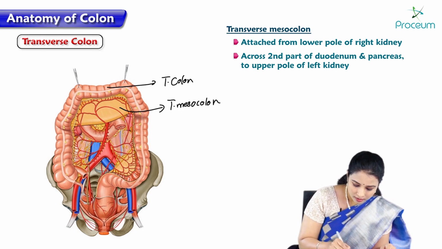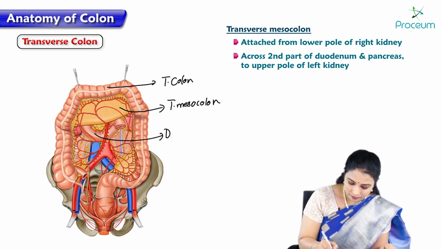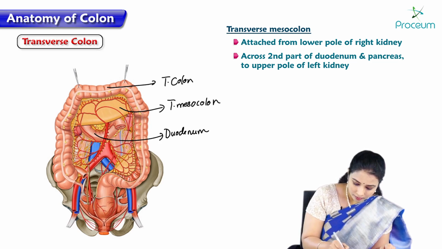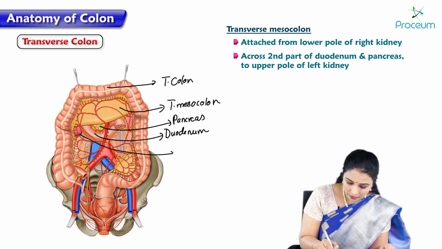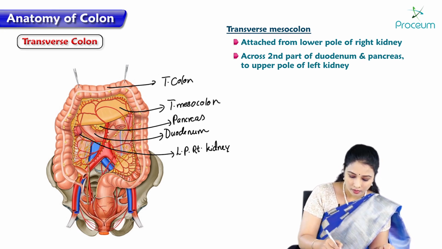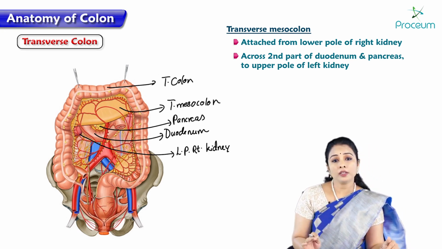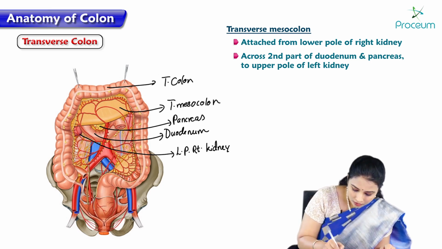So you can see the duodenum, pancreas. This is the lower pole of the right kidney. And it extends up to the upper pole of the left kidney. So here is the left kidney.